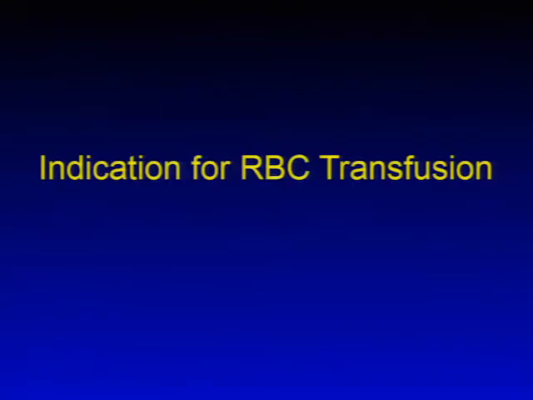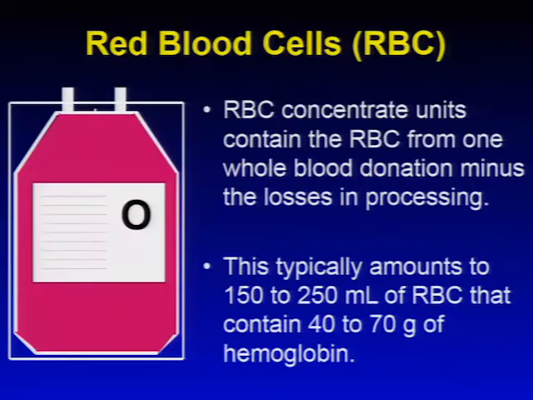So what about indications for red blood cell transfusions? These could very well pop into a board question related to if a patient should or shouldn't be transfused. So each red blood cell unit is collected from an individual donor whose hemoglobin concentration is supposed to be greater than 12.5 grams per deciliter.